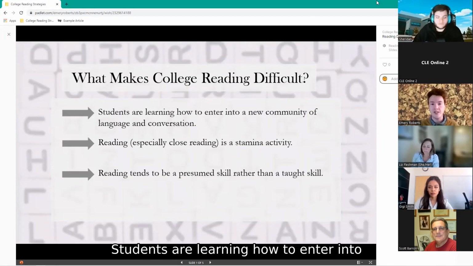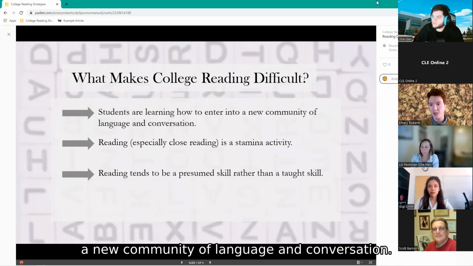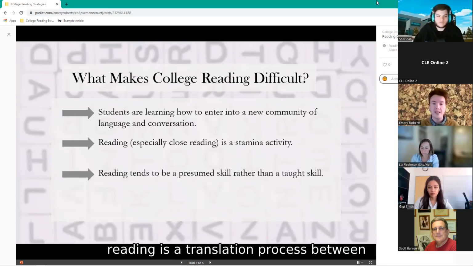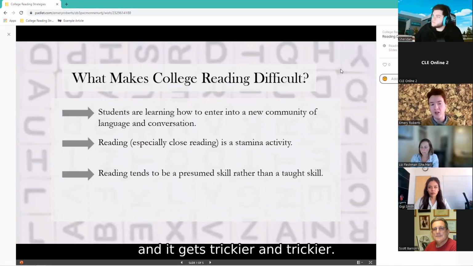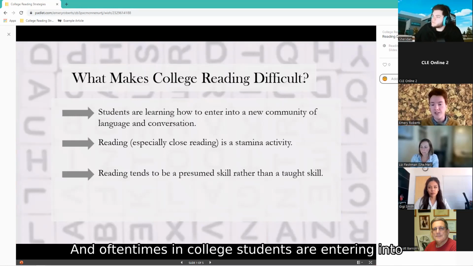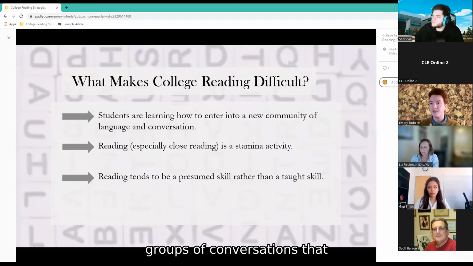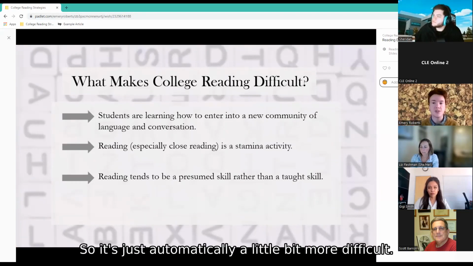Students are learning how to enter into a new community of language and conversation. As I mentioned at the beginning, reading is a translation process between written language and spoken language, which is what we're more familiar with. And that's easier and faster the more we recognize the words. If you're not recognizing any of the words you're reading, that process slows down and gets trickier and trickier. And oftentimes in college, students are entering into groups of conversations they just haven't been exposed to before. So it's automatically a little bit more difficult.